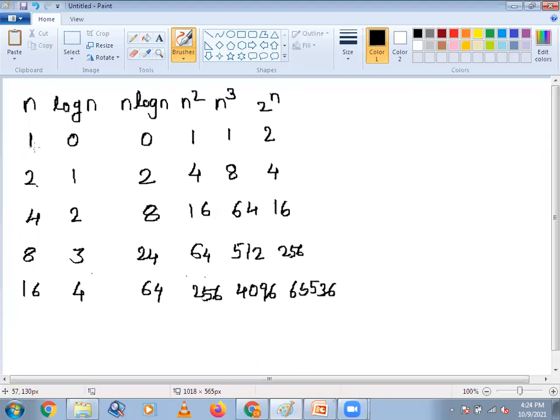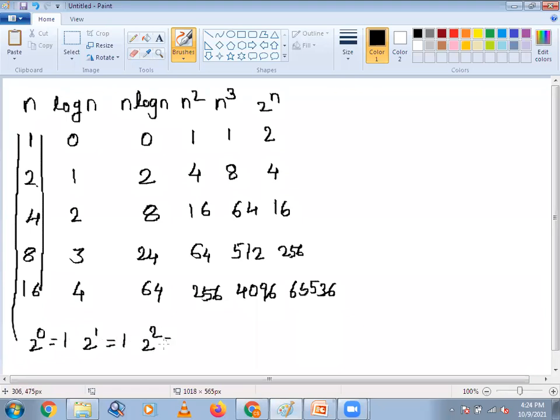Okay, these values of n are taken from here. 2 raised to 0 is equal to 1, 2 raised to 1 is equal to 2, 2 raised to 2 is equal to 4, 2 raised to 3 is equal to 8, 2 raised to 4 is equal to 16. Likewise this.